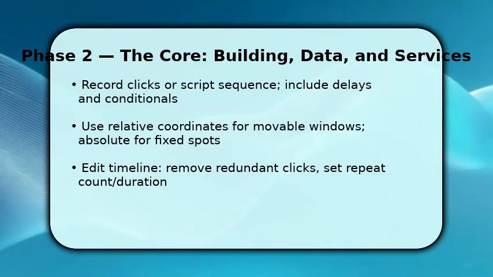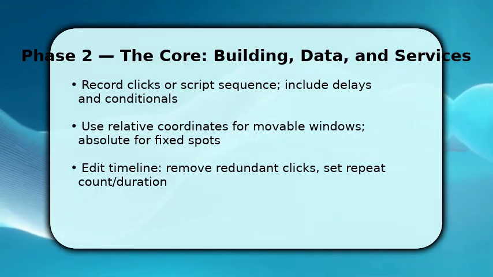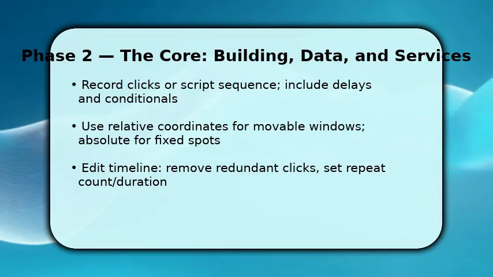You now map the action sequence, record or script clicks, include delays, and insert conditional pauses to match application response. Use relative coordinates when the window can move versus absolute for fixed positions. Once recorded, edit the timeline to remove redundant clicks and tighten intervals where safe. This reduces run time and collision risk.